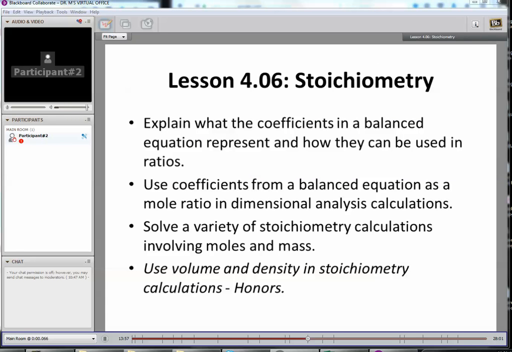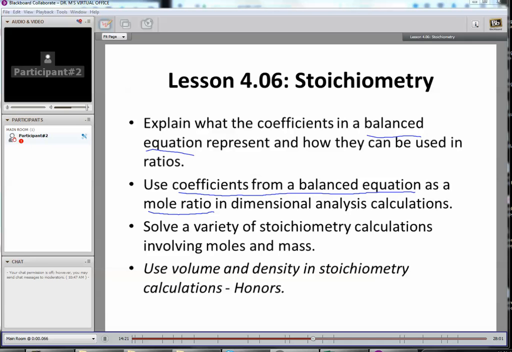Okay, so lesson 4.06 is stoichiometry, which I know is intimidating for a lot of students, but really what it is is basically using the elements of balancing a chemical equation. So we've got that first element, which you learned how to do earlier on. We're going to use coefficients from our balanced equation to make mole ratios.